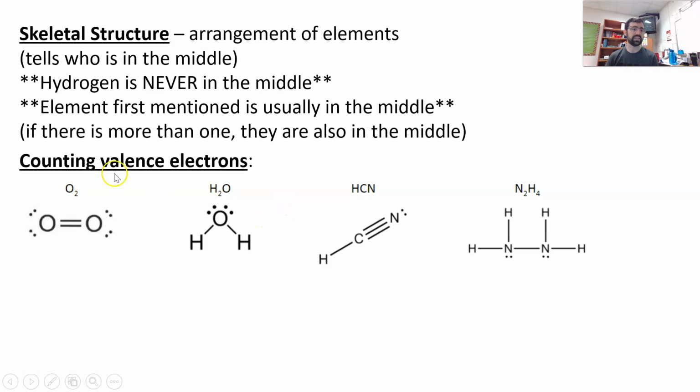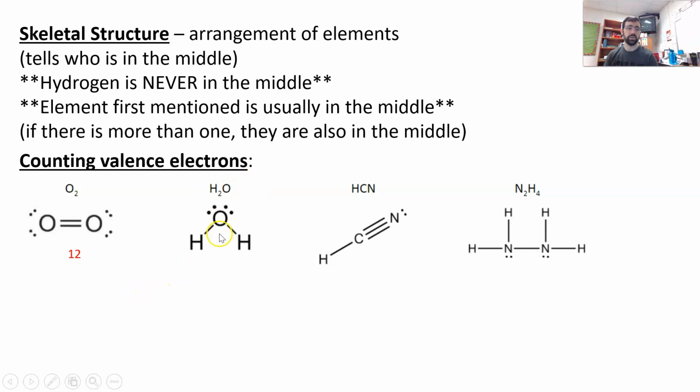Now let's do a little practice counting valence electrons with these examples that we have down here. Remember, each dot represents 1 electron, and each line represents 2. So if I wanted to count electrons in O2, I would go 2 for the first line, 4, because there are 2 lines, and 5, 6, 7, 8, 9, 10, 11, 12. It looks like we've got 12 valence electrons in O2.